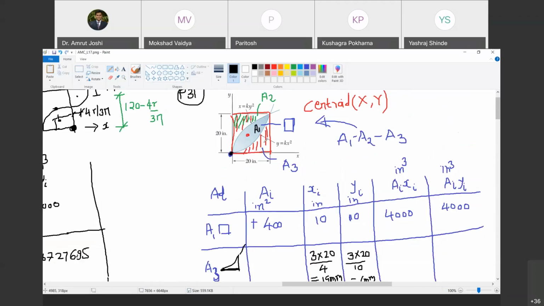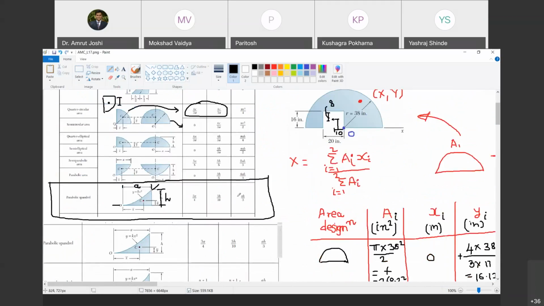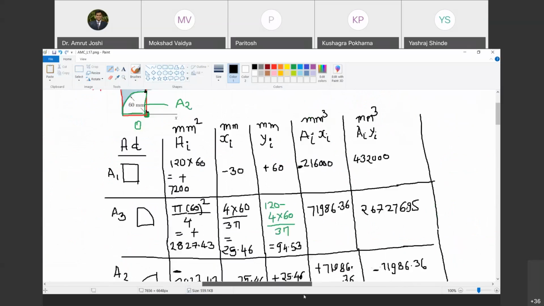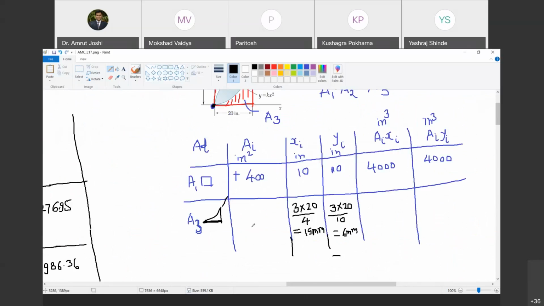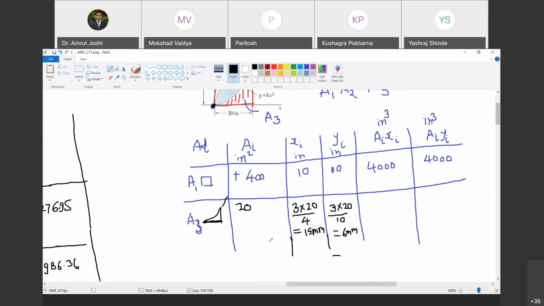Correct? Yes, sir. And what is the area of the parabola? The area of the parabola is also given here, and that value is ah by 3. Are you with me? Yes, sir. So ah by 3, what are the dimensions? How much is a here? 20. How much is h? 20. So ah by 3. Happy? Yes, sir. So tell me how much is that? And this is negative because we are subtracting this. So minus 400 by 3. Happy? Yes, sir. Minus 400 by 3.